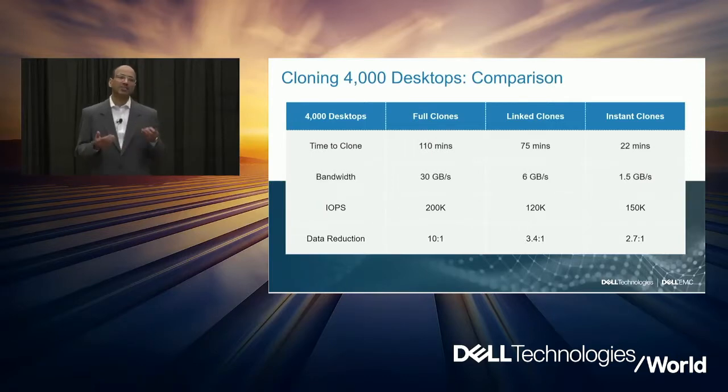Now, as it relates to data reduction, remember we mentioned we have always-on inline deduplication and compression in the data path. Because of the nature of full clones, where you have fully copied VMs across the board, you get a very high data reduction. We have a conservative 10:1, but in reality, you are going to see more than this. For linked clones, typically we see anywhere between 3:1 to 3.5:1, and then instant clones give or take 2.5 to 3:1 data reduction ratios.